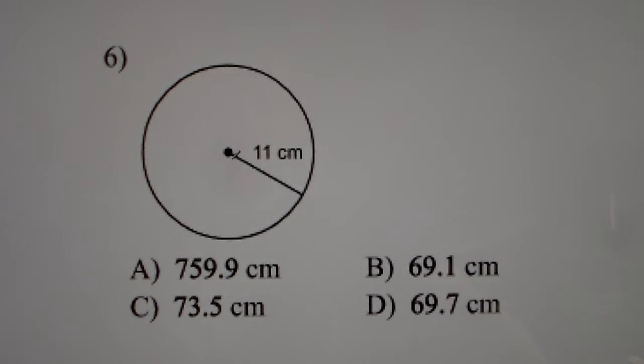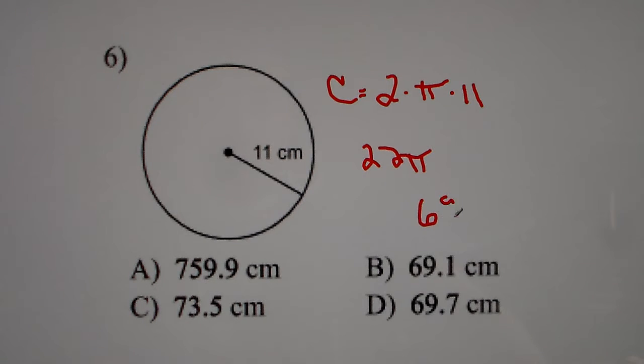Number 6, we got a radius of 11. So the circumference is 2 times pi times the radius of 11. 2 times 11 is 22, so you have 22 pi. And 22 pi in the calculator as a decimal is 69.11. So 69.11, which is B. 6 is B.